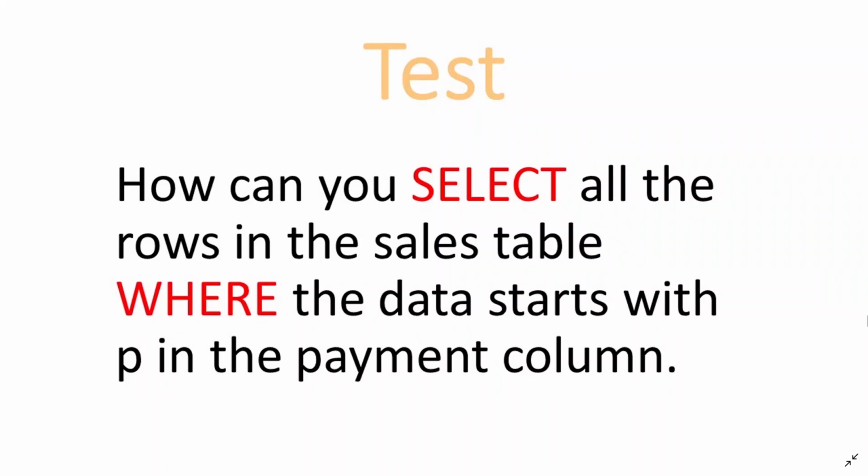To help you learn it, let's do a test so you can practice. How can you select all the rows in the sales table where the data starts with a P in the payment column? And of course this means a LIKE command in the statement. And notice I put a lowercase p here. This is because MySQL isn't sensitive about whether you use an uppercase or a lowercase character. Please pause the video because I'm going to show you the answer in 3 seconds.